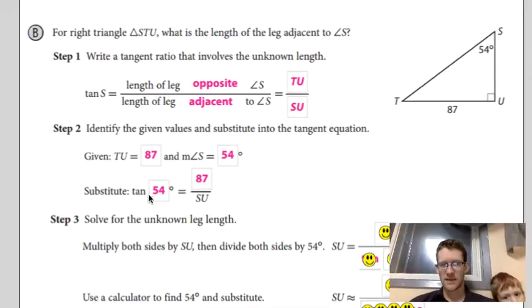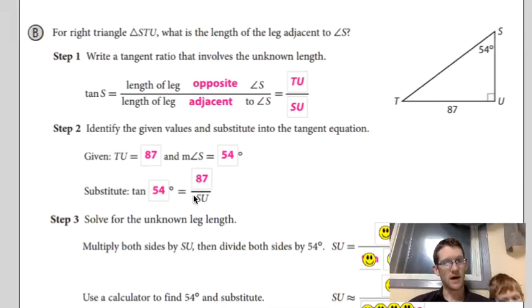Feel free to just skip ahead to this step when you're setting up the problems. You don't have to write down this whole thing. I would just immediately go to this step and just say the tangent of 54 degrees equals 87 over SU. Or, you can put a little X in here, something like that. That's fine. Now we solve for SU.